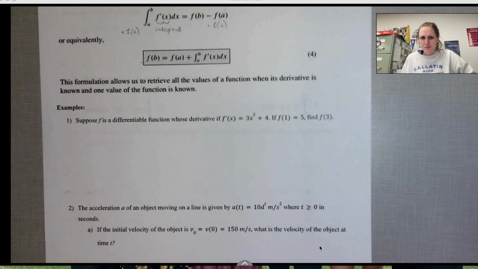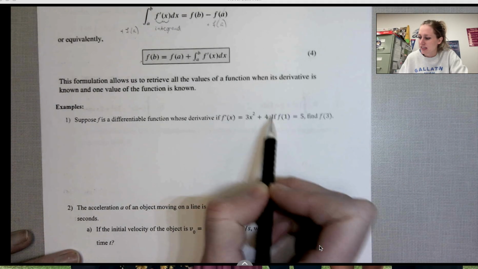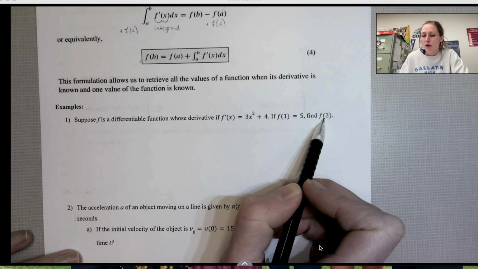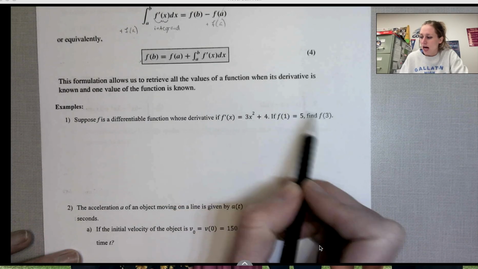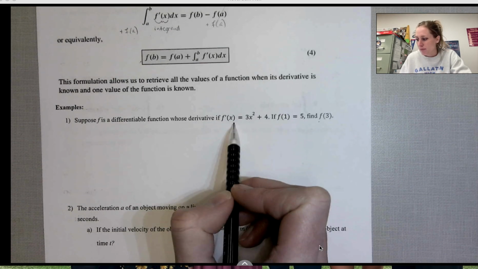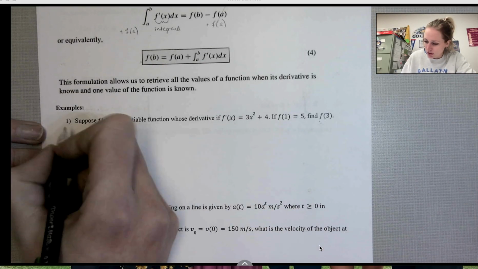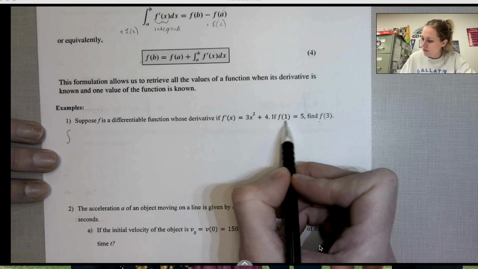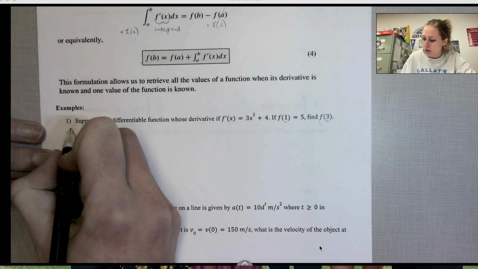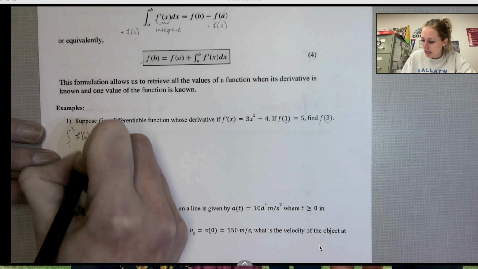Okay, so suppose f is a differentiable function whose derivative is this. If f of 1 equals 5, find f of 3. So I'm given a derivative function. I want to know something about the original function. So remember, the antiderivative of f prime is f. So I'm going to use an integral, okay? And I'm going to write it this way first. So we have the integral. I'm going to use these values that they gave me as my upper and lower. So 1 is the lower, 3 is the upper, of f prime of x dx.